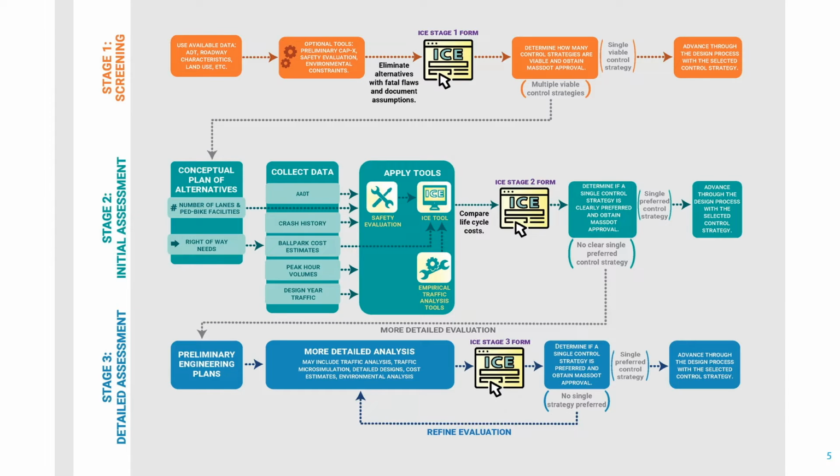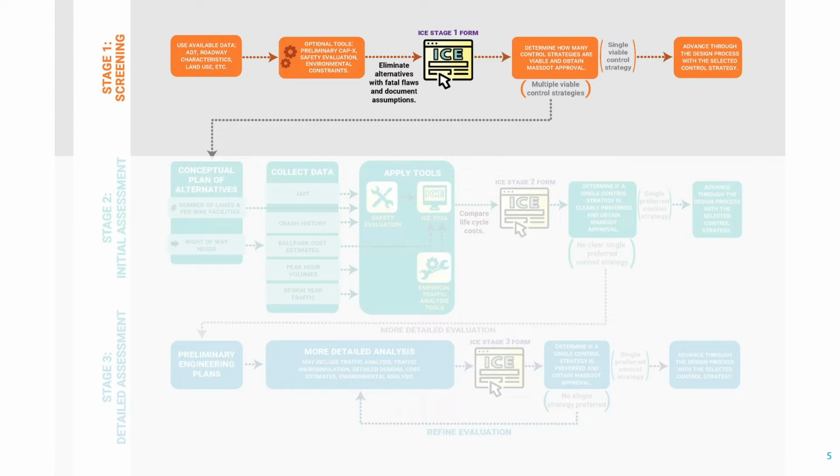As previously mentioned, ICE consists of the following 3 stages to evaluate, compare, and select a preferred intersection control strategy. Stage 1, Screening. Stage 2, Initial Assessment. Stage 3, Detailed Assessment. This training module will focus on Stage 1, Screening.